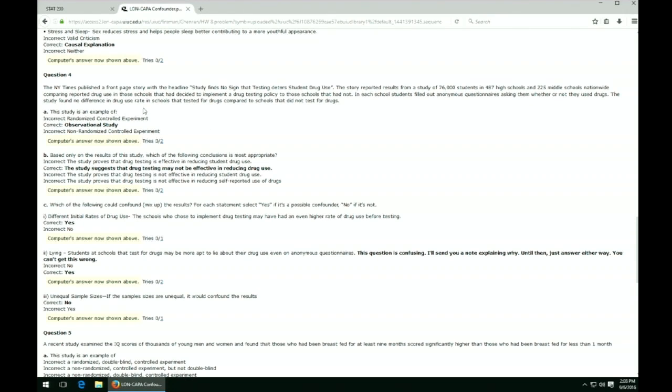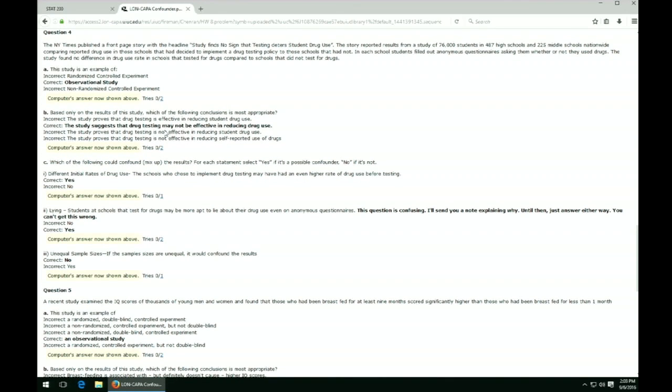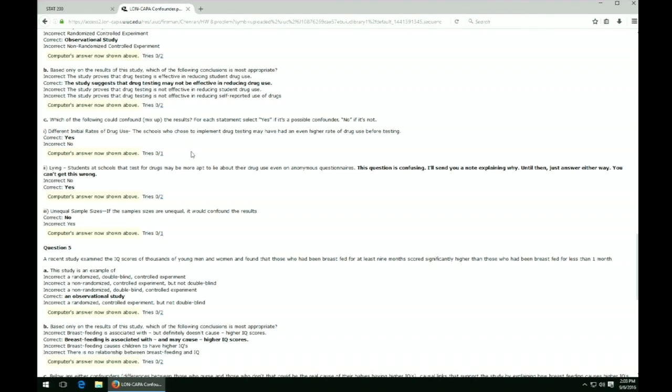And this was at the end of the study, after they'd already implemented the drug testing or hadn't. The study found no difference in drug use rate in schools that tested for drugs compared to schools that did not. So they said this program of testing for drugs doesn't help. It doesn't reduce the drug use. Okay, but it was an observational study, and it suggests that drug testing is not effective, but it certainly hasn't proved it because we don't have a randomized study. So then I asked, which of the following could confound or mix up the results?